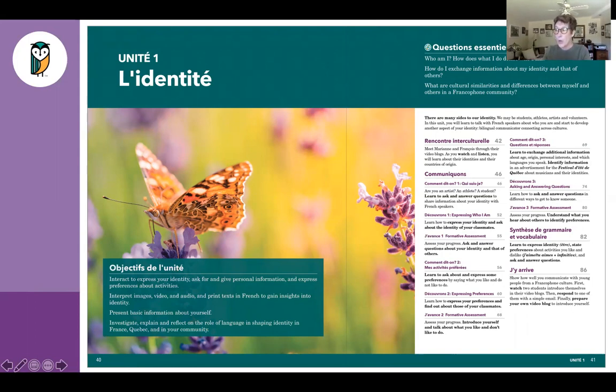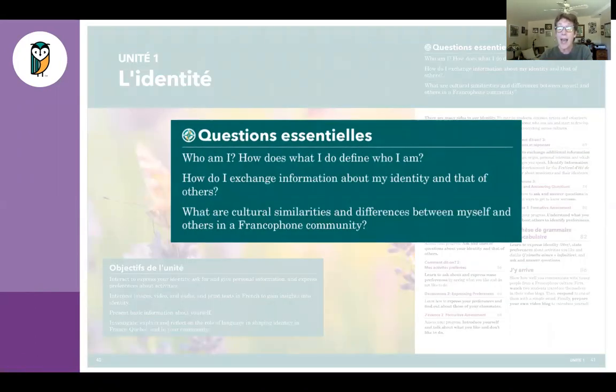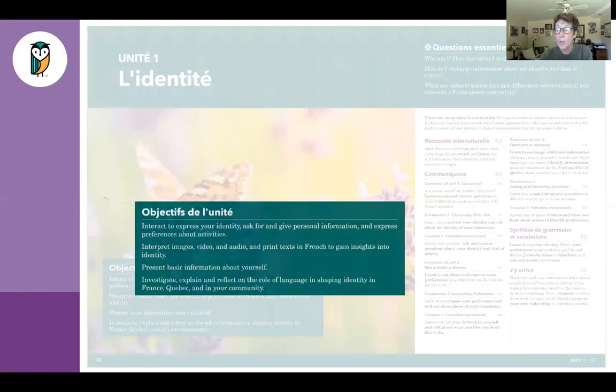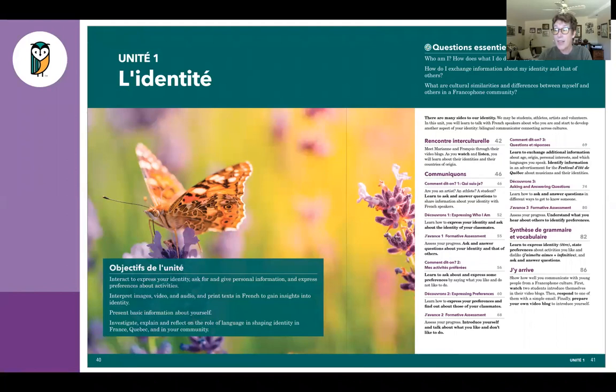Here you can see our unit opener. It is the same for every unit in every level. This is what the authors first did when they started to work on the textbooks. They sat down and came up with the essential questions and then the unit goals. And once they identified what it was students were going to do and learn throughout the unit, they created their assessments, which in the case of our textbooks, they're always performance-based assessments. We'll be talking more about these assessments later as we go on.